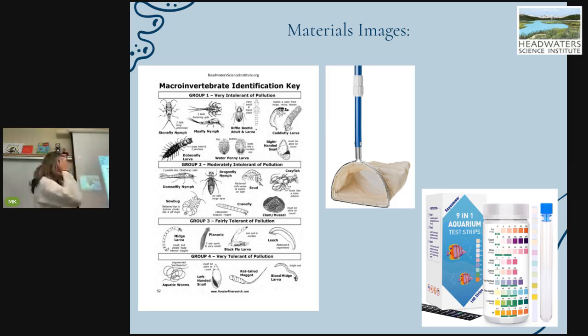For a D-net, that is exactly how we scooped up our soil and macroinvertebrates. So you just kind of kick the soil a little bit, scoop, and then we put them in our clear buckets. And these were the test strips we used to test all 3 of our properties.